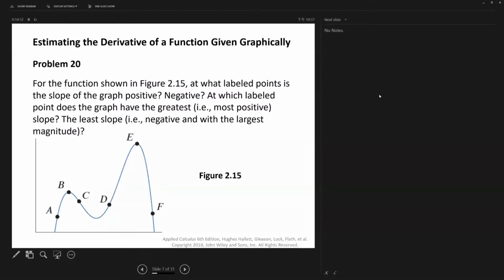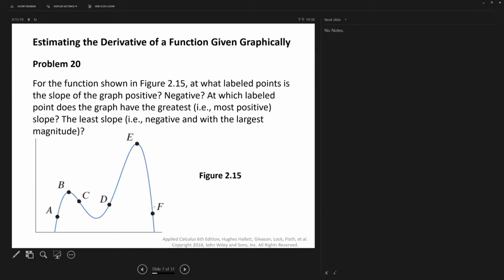Okay, so let's do a little warm-up practice with slope. We're given 6 points. We want to find out whether the slope at the point is positive or negative or maybe 0, and which graph has the greatest slope, the least slope. Actually, I want to do one of them with you guys. Let's say I want to do point F.